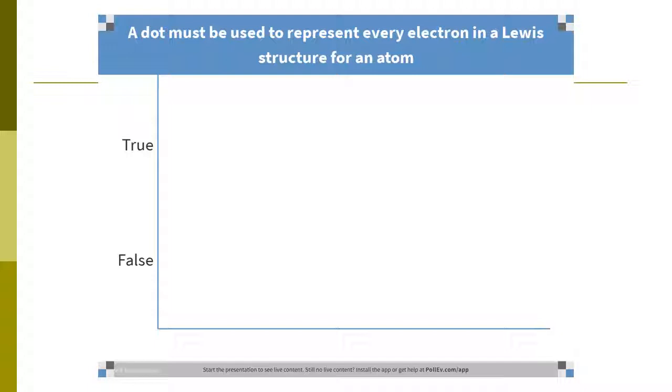The correct answer is false. Yes, the dots do represent electrons, but we don't write in every electron. We only show the outermost electrons, the valence shell of electrons, because it's those valence shell electrons that are responsible for the reactivity.